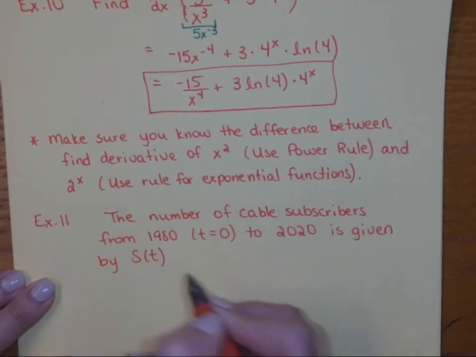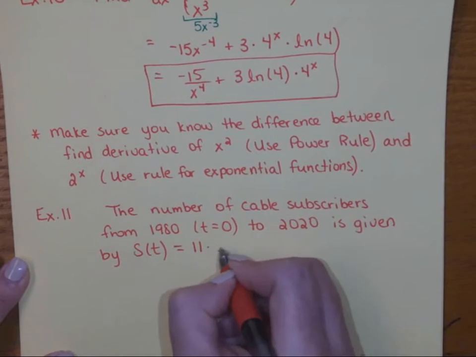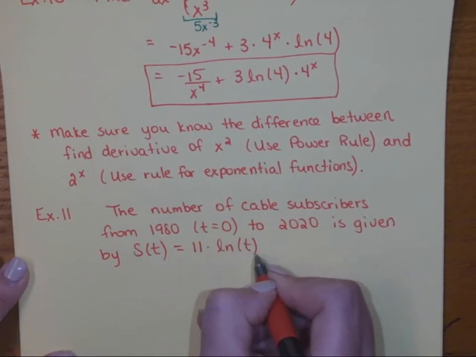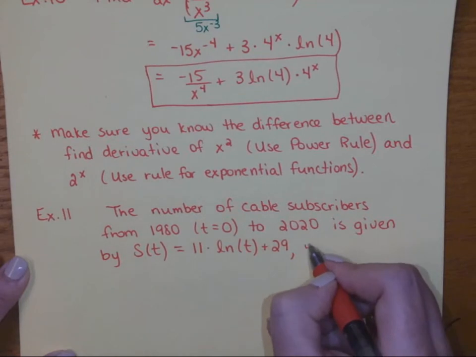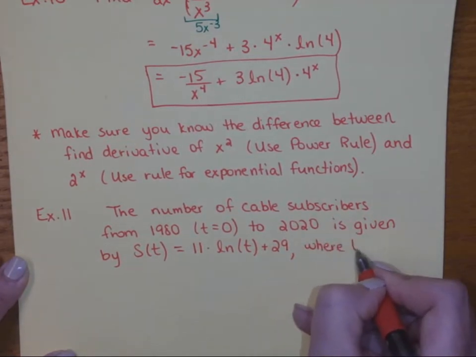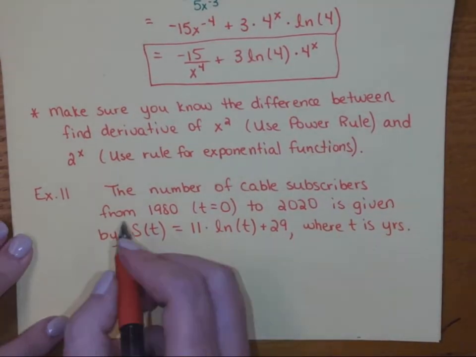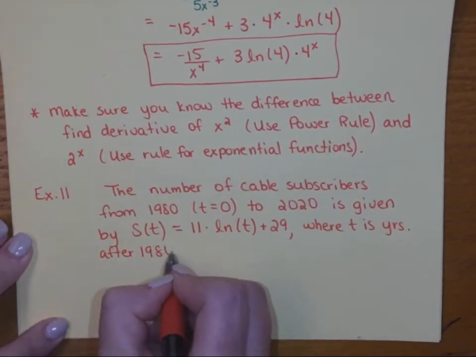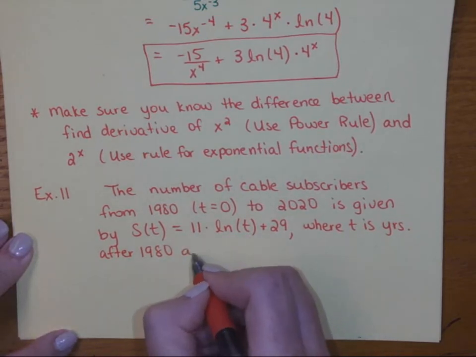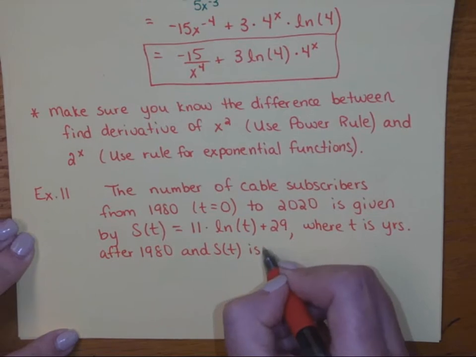S for subscribers of T. Let's say this is the pattern. It's 11 times the natural log of T and then plus 29, where T is the years after 1980. And S of T is the number of subscribers in millions.